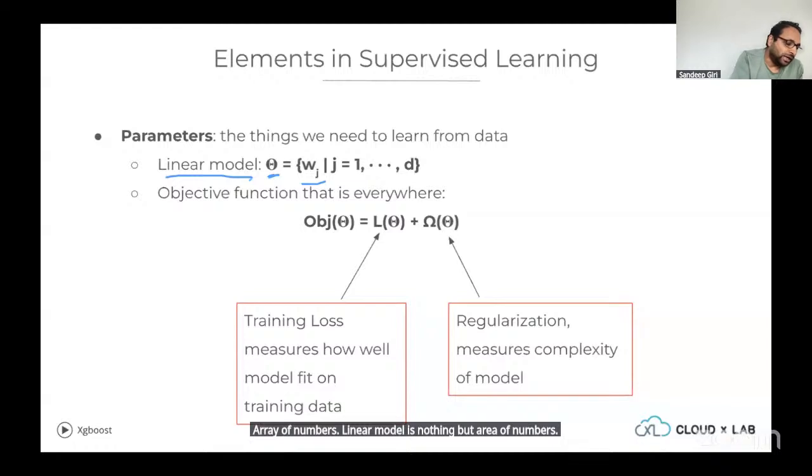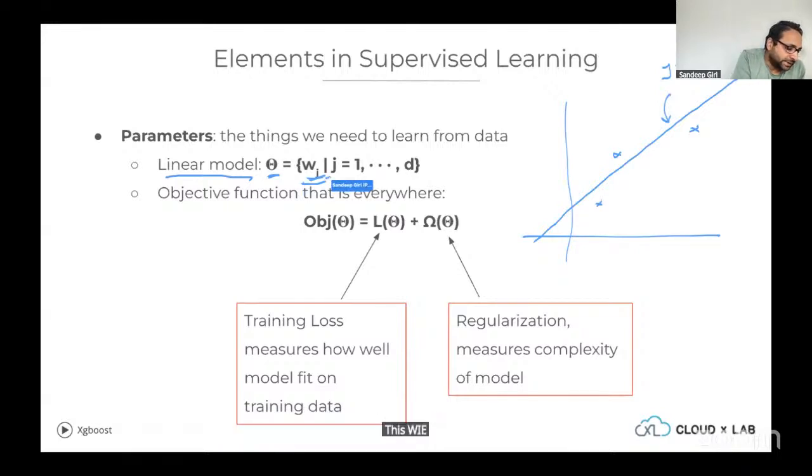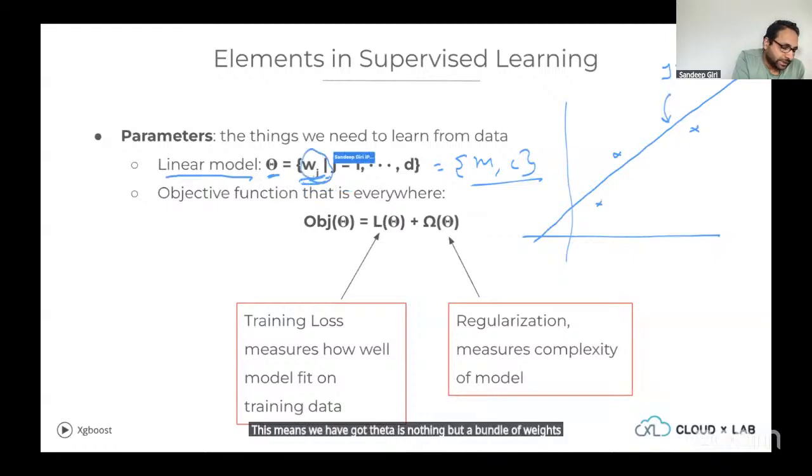So when you have, let's say, data like this and you fit a line, the equation of the line is mx plus c, where m and c are the parameters. Here, wi is essentially saying m comma c. This means theta is a bundle of weights that make up the model.